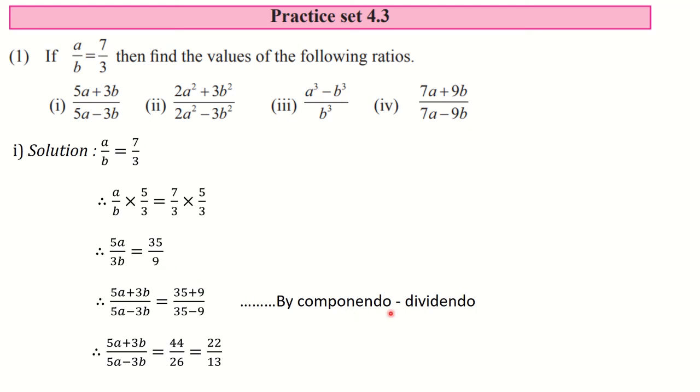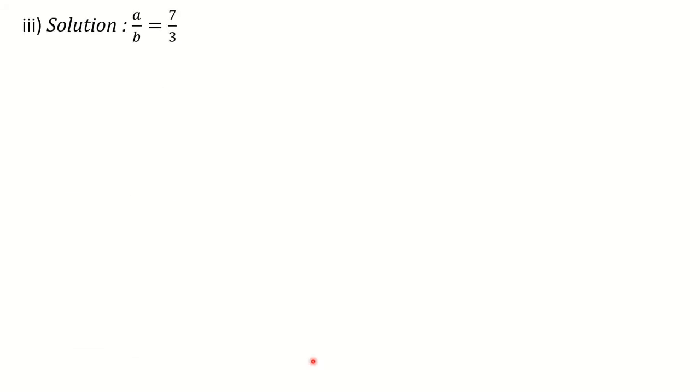And then we are going to make use of the property componendo dividendo on both the sides. So 5a plus 3b upon 5a minus 3b is equal to, here also, 35 plus 9 upon 35 minus 9, that is 44 upon 26, which we can reduce to 22 upon 13. Here one more method also is there. You can make use of that method also, but I told you that always you try to use the properties. Okay. Similarly, the second question you can do by yourself as I have said. The third question I am discussing now here.